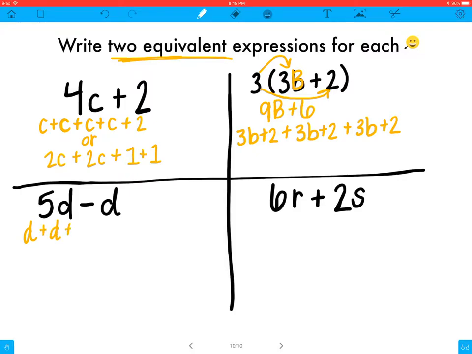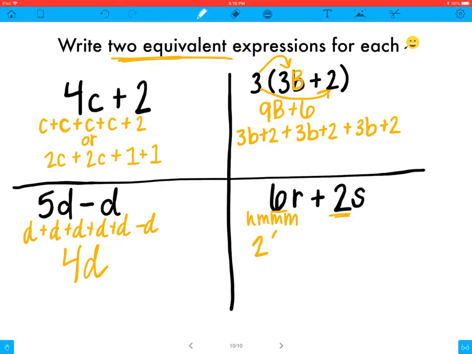So 5d minus d. I could have d plus d plus d plus d plus d minus d. Or you can be really creative and do 4d. And that's it, simplified. Now 6r plus 2s, I'm going to try the distributive property.